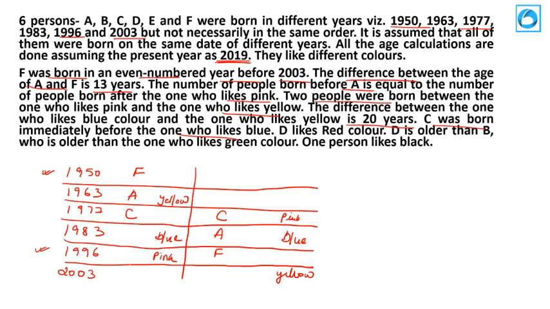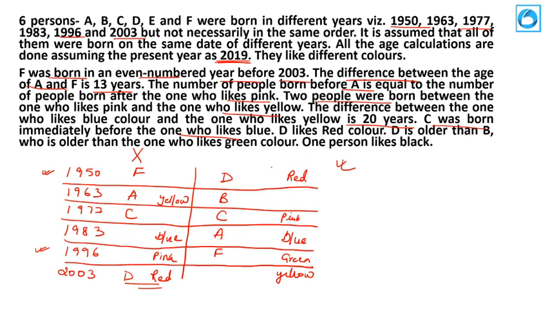Now in the first case, you can see D red can only be placed here, right? But you can see he is coming as the youngest person, but it is given that he is elder to B, right? That means this case is eliminated. Now in the second case, D red can be 1950 or 1963, but D has to be older than B. B has to be older than green. That means B will be here, your green will be here, and your D red will be here. Okay, so this is the final answer.